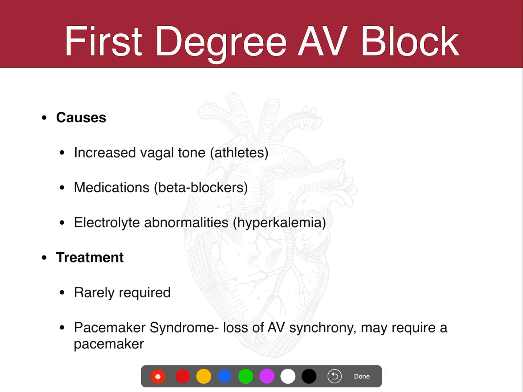So what can cause this? Well, it can be an absolutely normal finding in a patient that has an increase in vagal tone. So athletes are notorious for having some abnormal heart rhythms like a junctional rhythm, first degree AV blocks, low atrial rhythms because of the increase in vagal tone that they have. So that's one possibility. Medications such as beta blockers, we've already talked about how they slow things down, and they can be a cause of a first degree AV block. Electrolyte abnormalities such as hyperkalemia, that's another possibility.